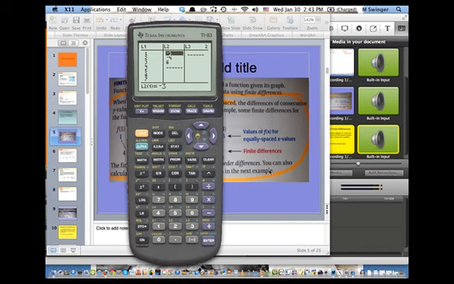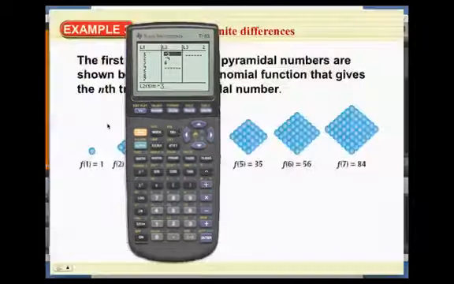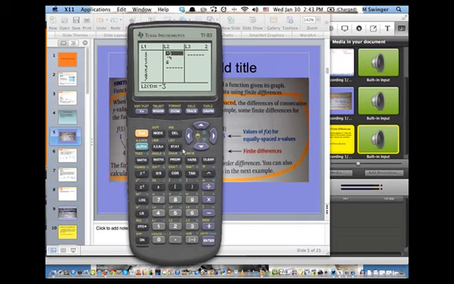So you just have to look at this thing right here, all your y values, and type them in: 1, 4, 10, 20, and 35, 56, 84. Okay, there you go.